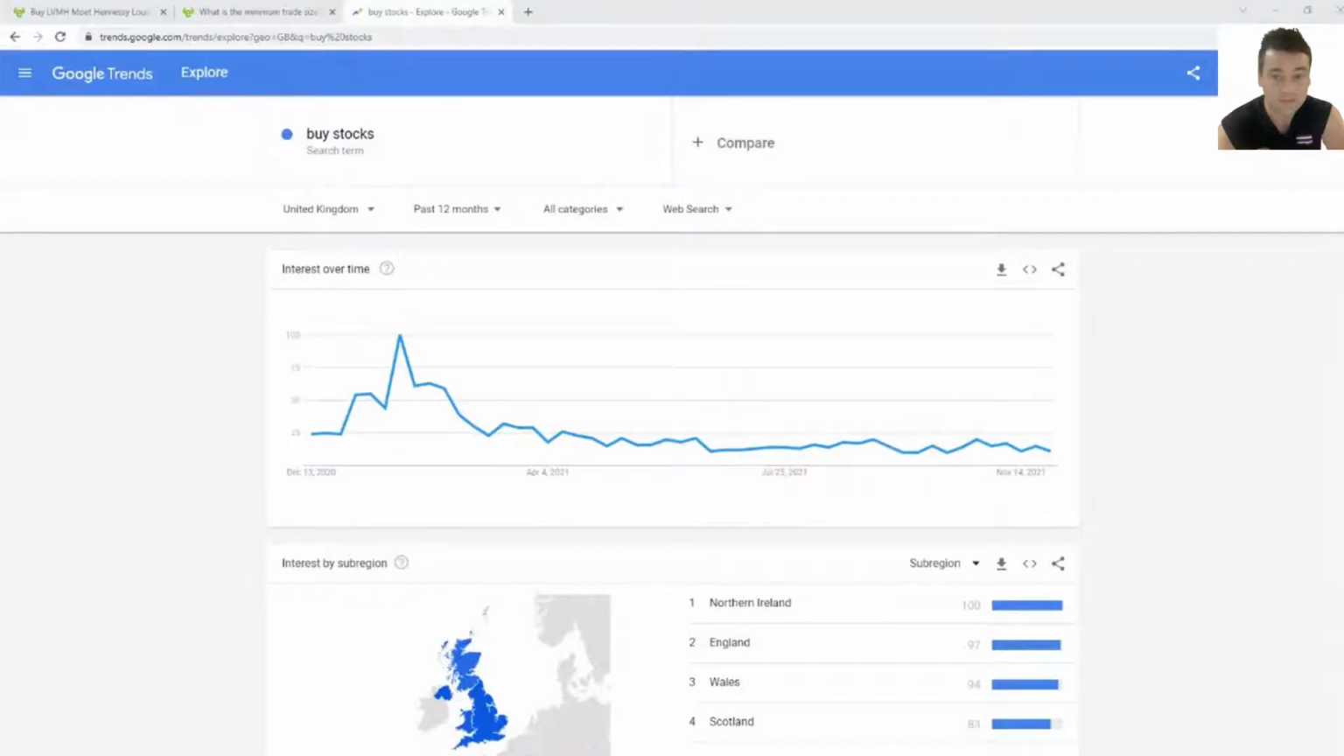Today's video is called What is the minimum trade size on eToro? I'm making this video because eToro updated their minimum trade sizes for stocks, ETFs, and crypto 2 days ago, and I'll be going through why I think they've done that. Also, we're going to be going through the risks of leverage, and I'm going to be doing an experiment on leverage.